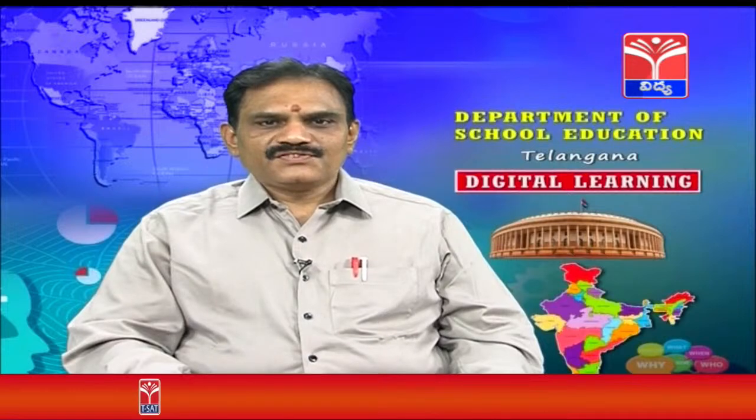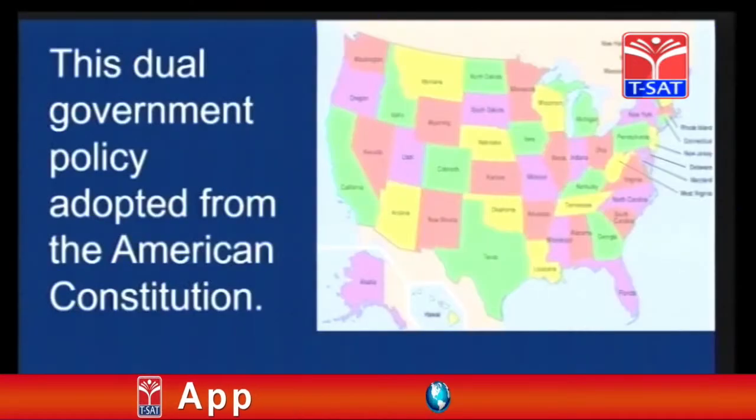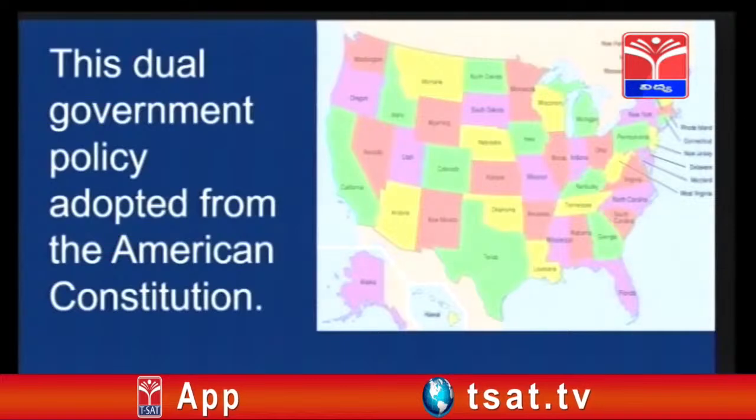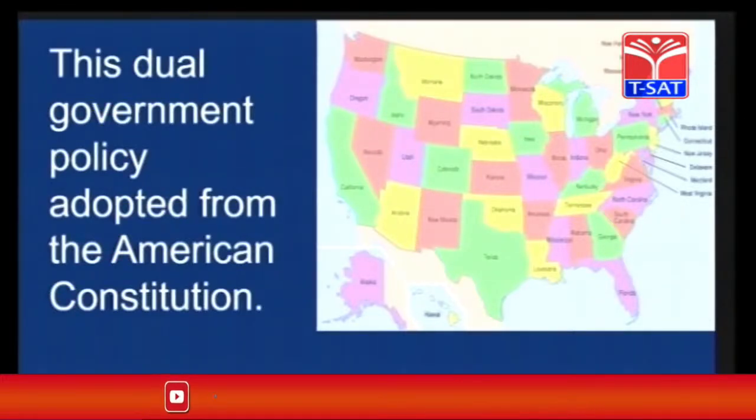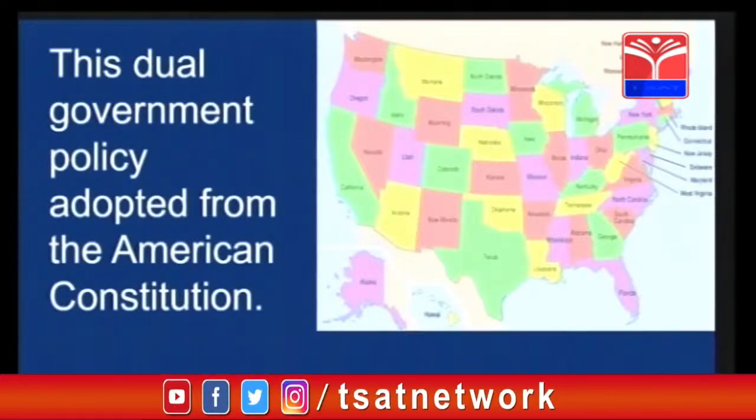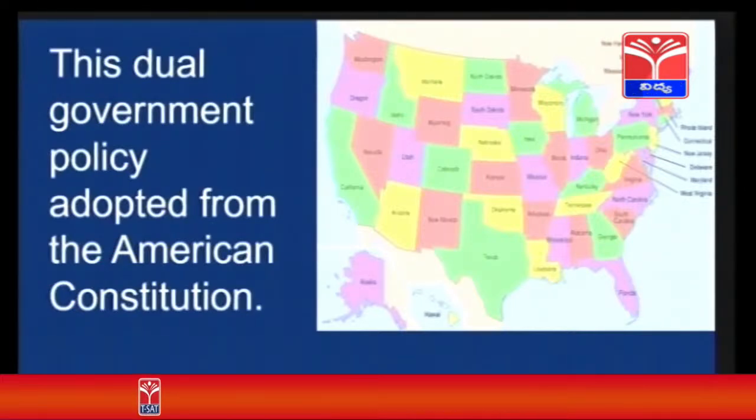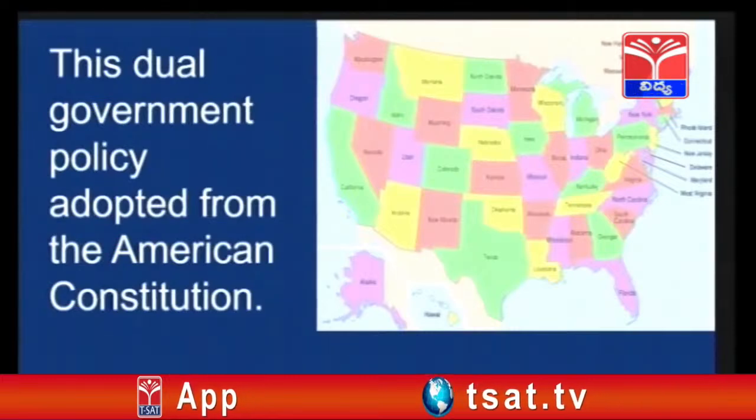This is the USA, the dual government policy. We adopted that one from the American Constitution. America is called the USA, the United States of America, because a number of states are there. So like that, according to the American Constitution, we have taken this from them.